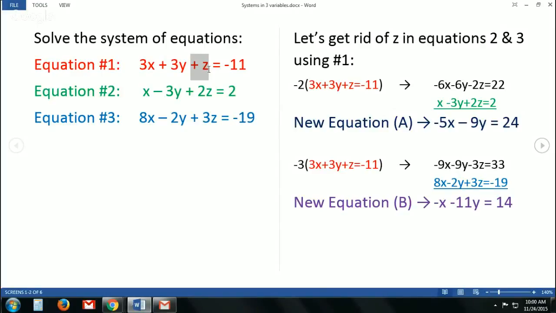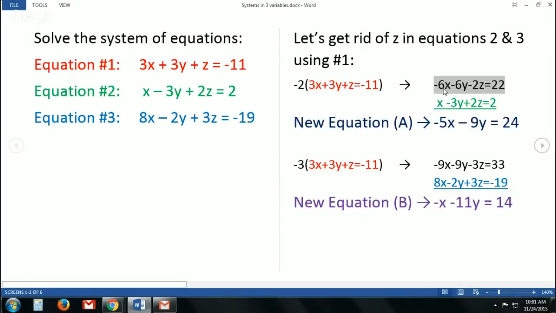Now let's see if we can get rid of the z that is in equation 2 first. What is the opposite of 2z? Negative 2z would be. So let's take this first equation and create a minus 2z by multiplying everything here by negative 2. When I do that, negative 2 times everybody gives me an equivalent equation, but now it's got a minus 2z like we wanted. Since these z's are opposites of each other, I can add these two rows together.